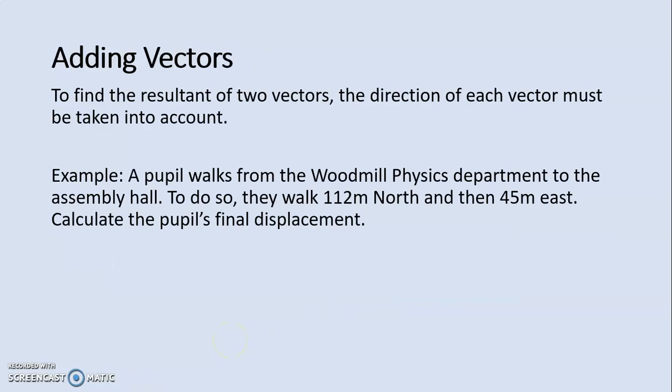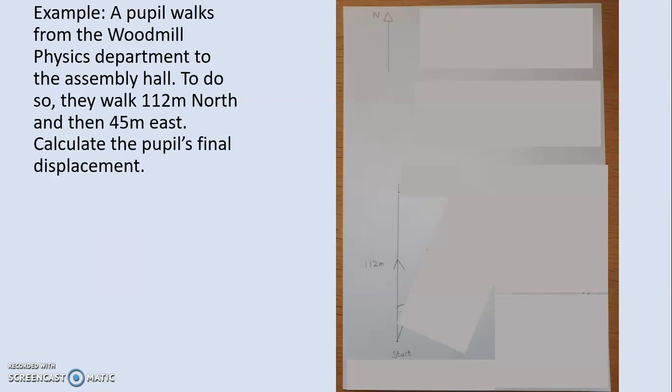Last bit of the video then, to find the resultant of two vectors, the direction of each vector must be taken into account. So for example, if a pupil walks from the Woodmill Physics Department to the Assembly Hall, to do so, they might walk 112 metres north and then 45 metres east. And we'd like to calculate the pupil's final displacement.